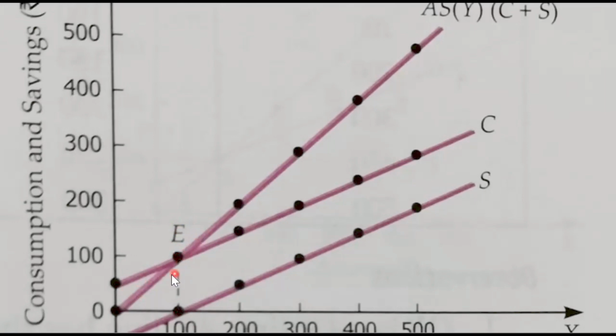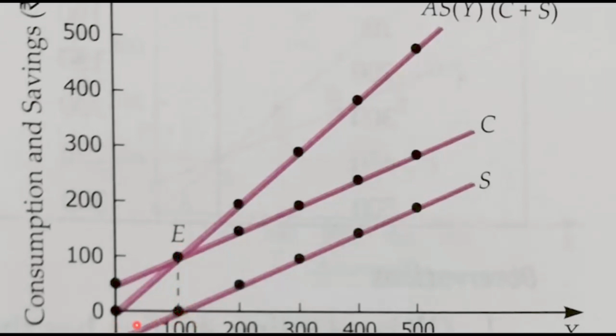Here you can see this income, AS graph, is intersecting the consumption curve. That means both are the same. Income is 100 and consumption is also 100. So the entire income is used up for consumption purpose. That's why the saving curve is touching the x-axis at 0. That means the saving here is 0.